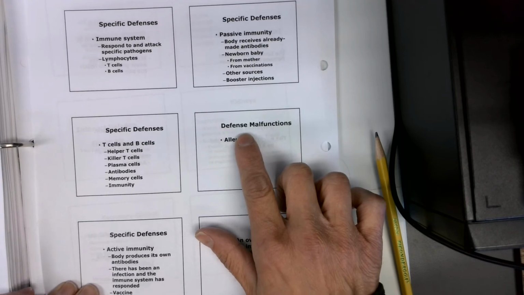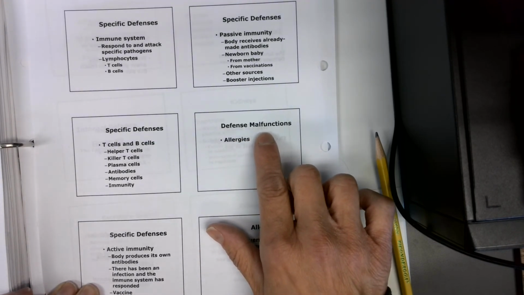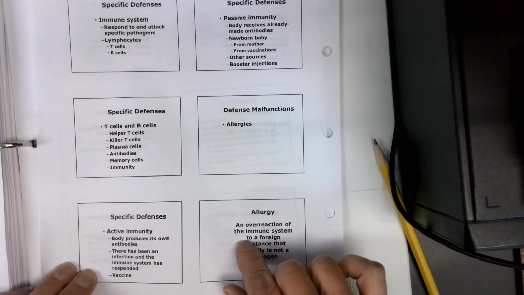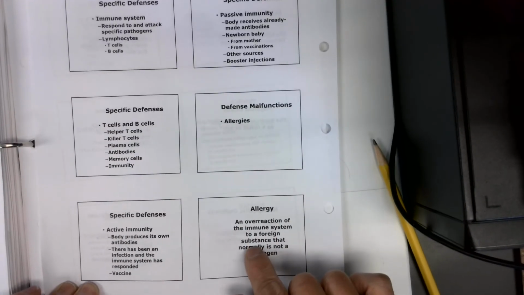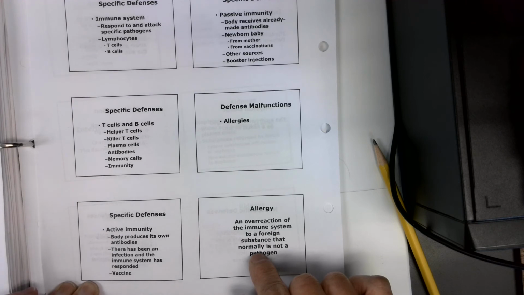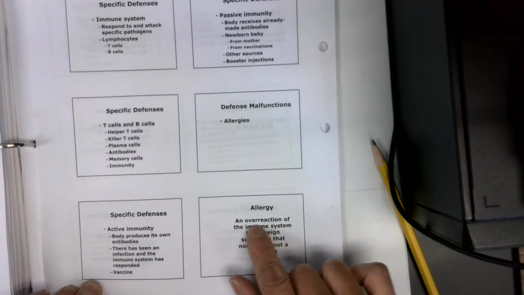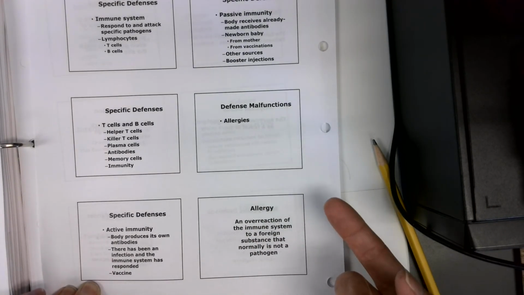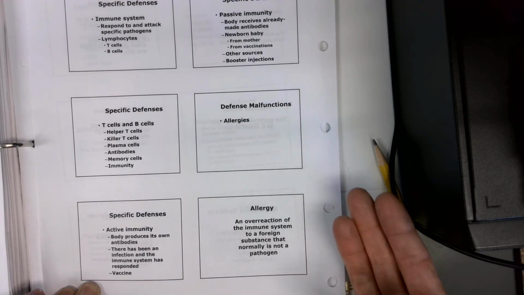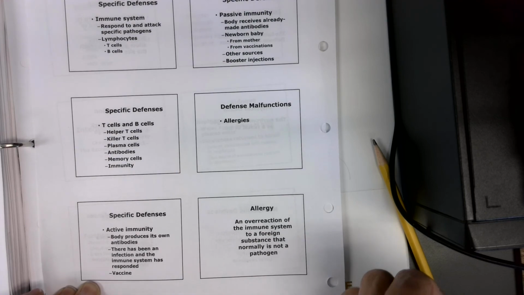Sometimes our body's going to malfunction in our immune system, and we're going to get an allergy that's like an overreaction to something that's not a pathogen, but our body gets confused and thinks that it's dangerous. So it treats it the same way that it would a pathogen. So we think of an allergy as an overreaction, right? It could be to pollen or pet hair or shellfish or something like that.